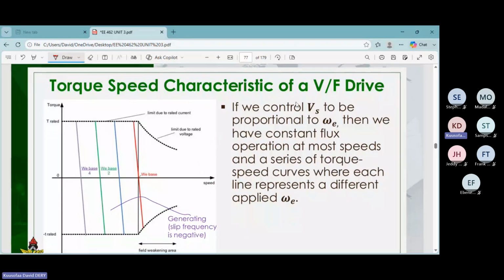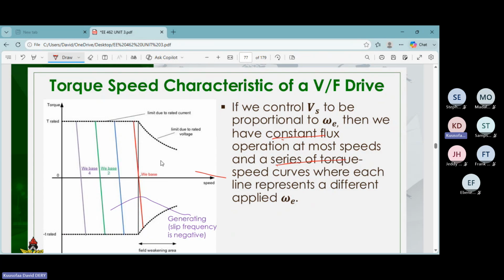If we control Vs to be proportional to omega E, then we have a constant flux operating at most speeds and a series of torques. Realize that the flux is constant at different speeds. You also have different torque speed characteristics, but at the same flux. So that is what we want. It will be in the linear regions, right?